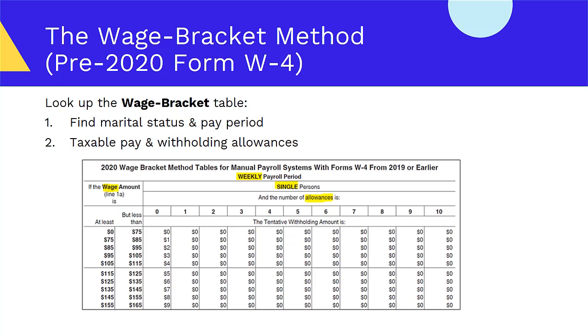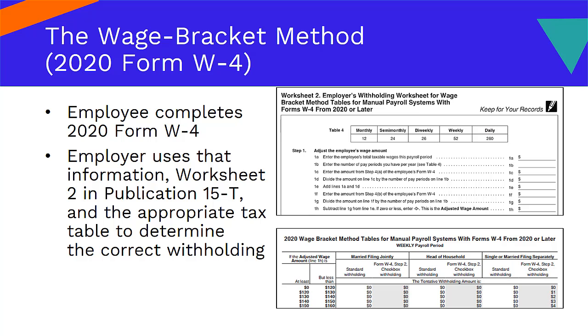However, note that these are the 2020 wage bracket method tables for manual payroll systems with Forms W-4 from 2019 or earlier. For the 2020 Form W-4, the employee completes it. Then the employer uses that information along with Worksheet 2 in Publication 15T. And you see Worksheet 2 here on the slide. Also, the appropriate tax table is used to determine the correct withholding. You see the tax table here also on the slide at the bottom.